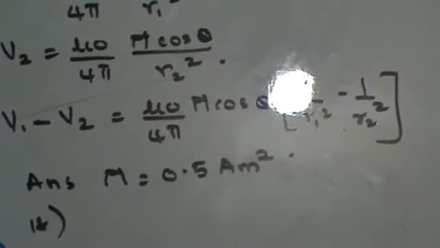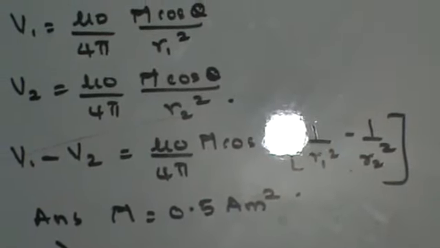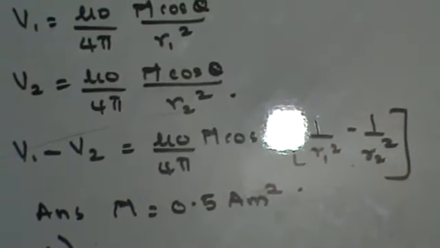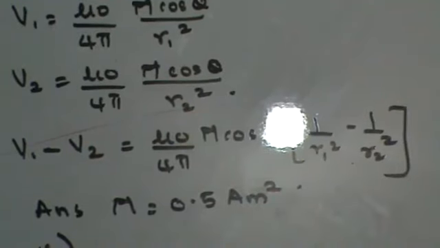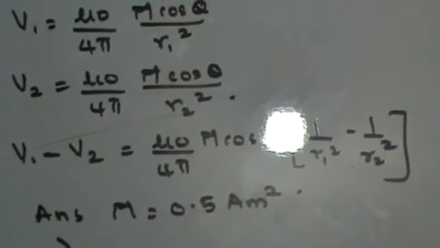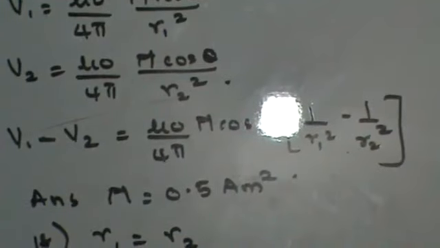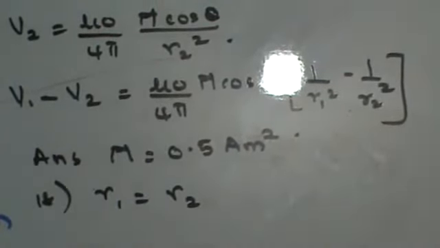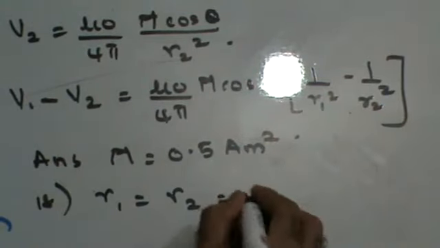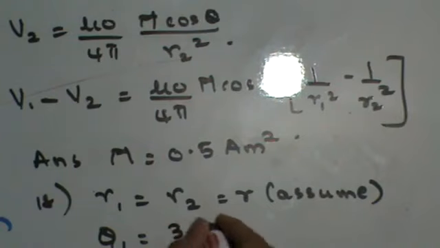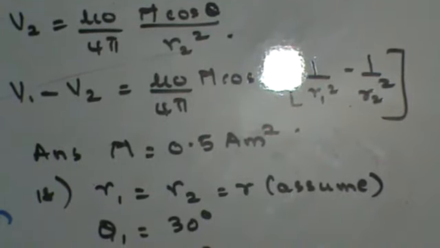Find the ratio of the magnetic potential at two equidistant points making an angle of 30 degrees and 70 degrees.